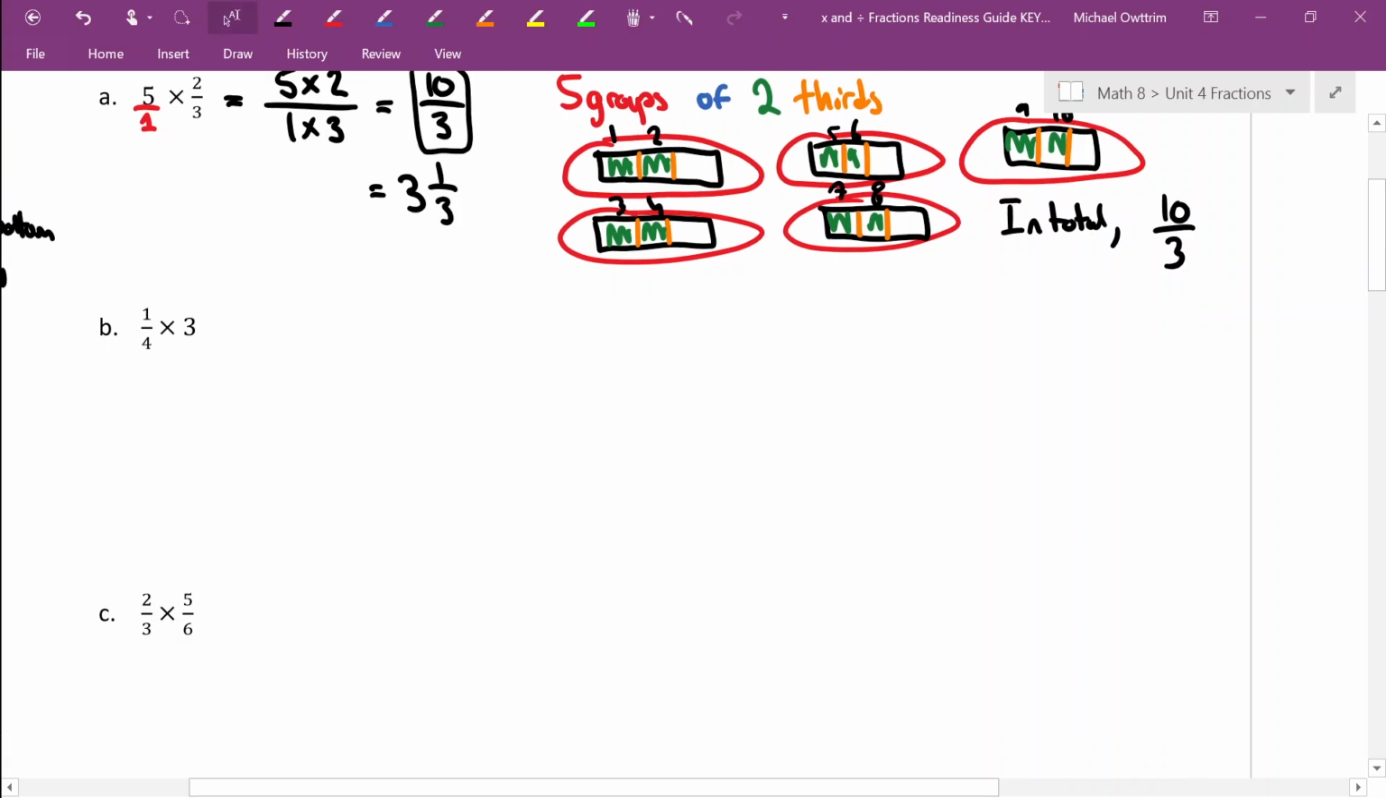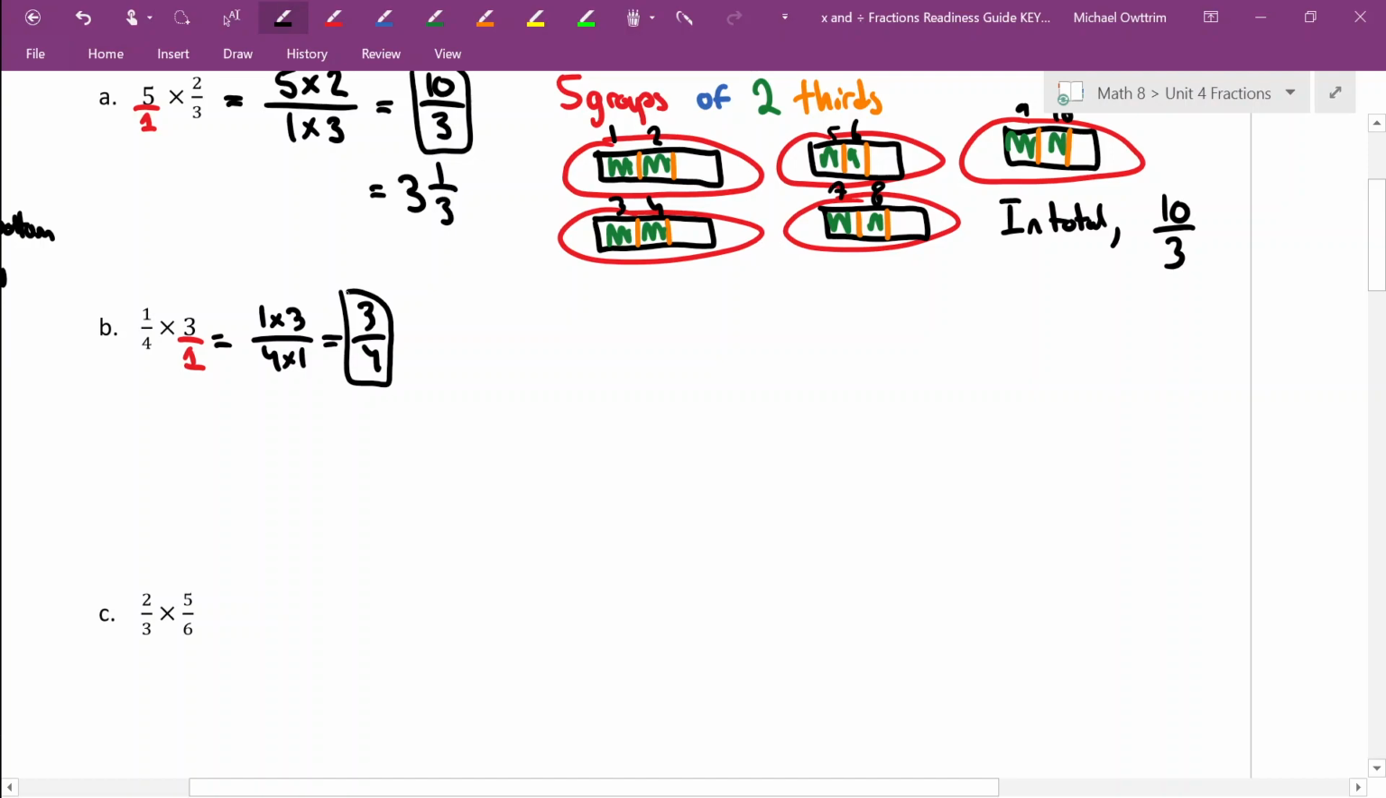1/4 times 3. So I need to go ahead and again rewrite that 3 as 3 over 1. Then I can multiply top by top, 1 times 3, and bottom times bottom. 1 times 3 is 3, 4 times 1 is 4. So 3/4 is going to be my answer as a fraction.